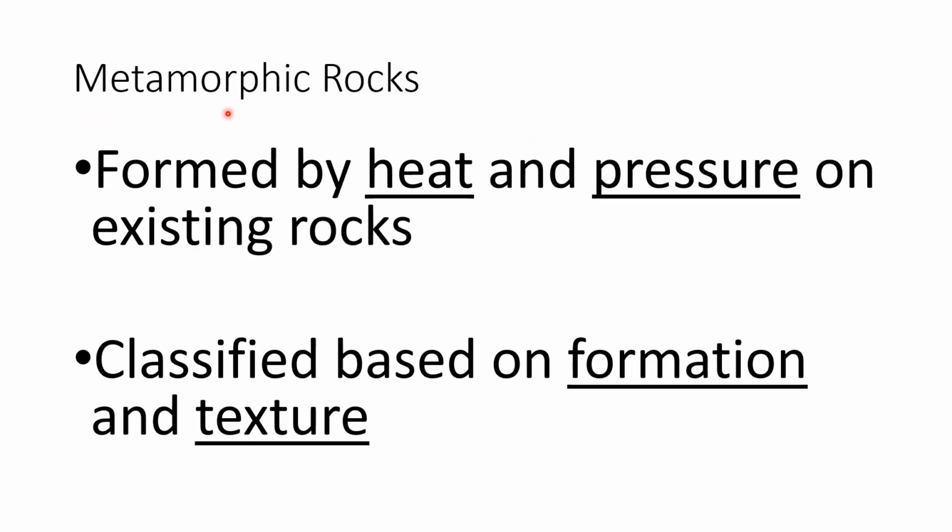Moving on to our final rock type, the metamorphic rock. Metamorphic rocks, remember, are formed from existing rocks when heat and pressure act on them to partially melt them and change their structure and composition. So again, the way that we classify metamorphic rocks is based on their formation, how did they form, what kind of heat and pressure were associated, and then also certain textures characteristic of metamorphic rocks.